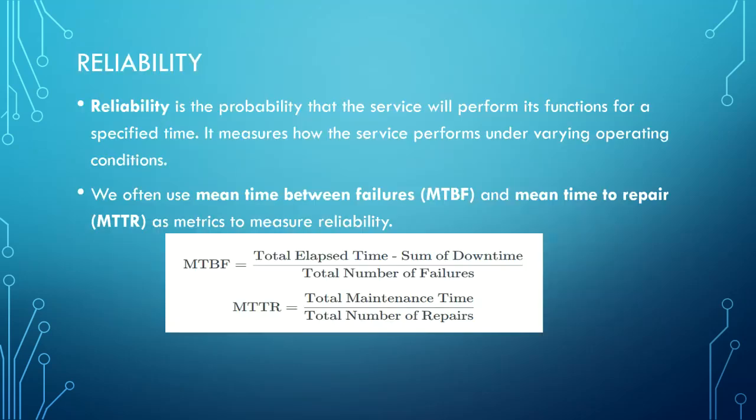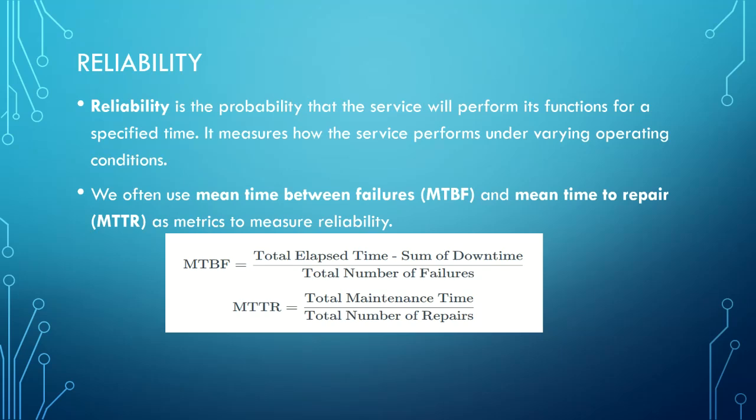We will move on. Now, next is reliability. Reliability is the probability of the service performing in a specified time, that is, how reliable the entire system is. So we have a system at large scale, and how can we say how reliable it is? There are two factors we can calculate this with: MTBF, mean time between failures, and MTTR, mean time to recover.